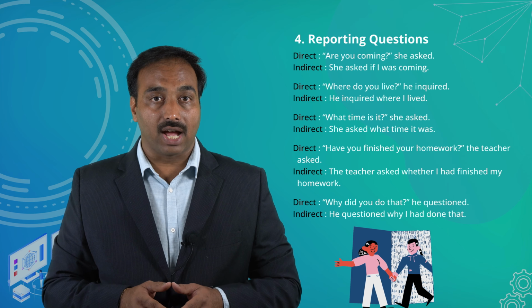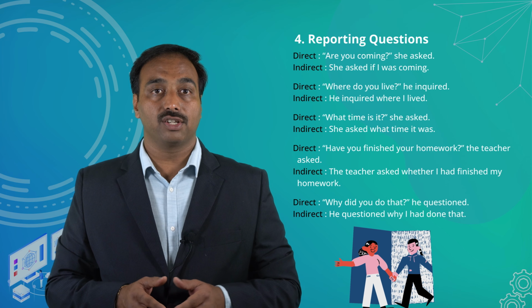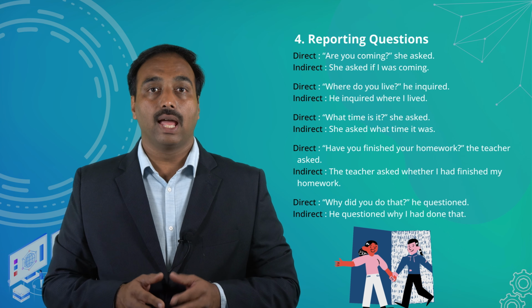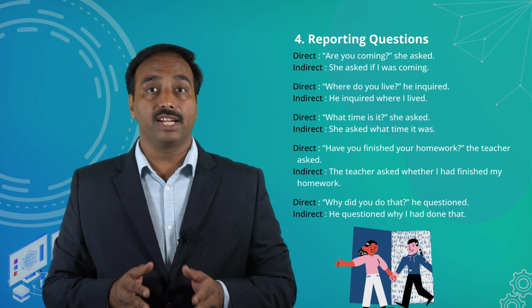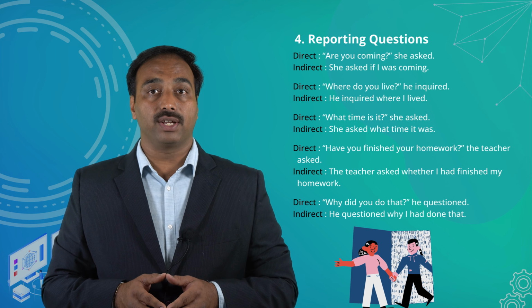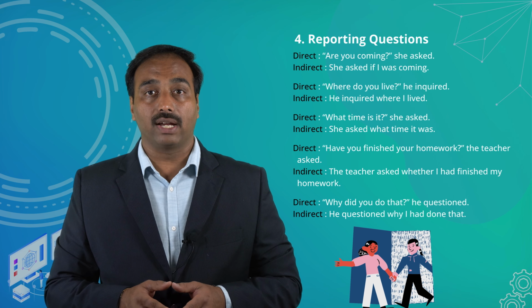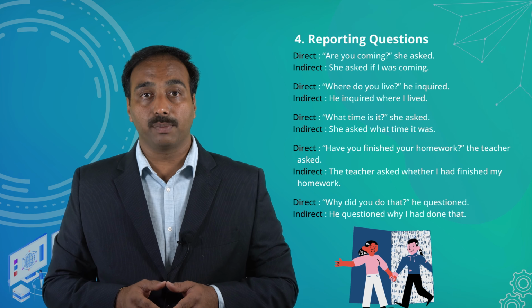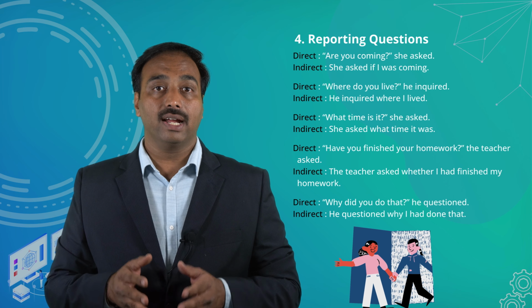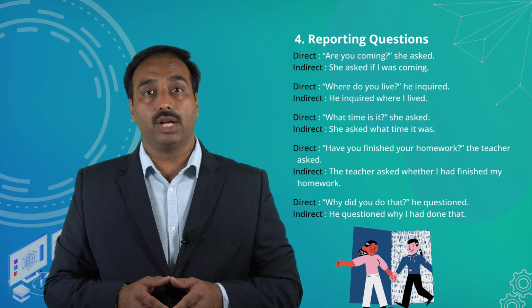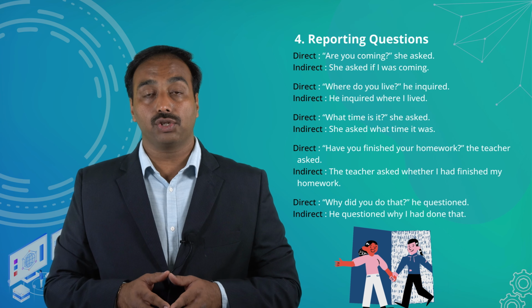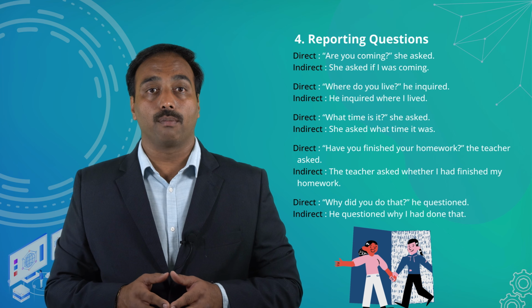"What time is it?" she asked. In indirect speech, it is, she asked what time it was. "Have you finished your homework?" the teacher asked. In indirect speech, it is, the teacher asked whether I had finished my homework. "Why did you do that?" he questioned. In indirect speech, it is, he questioned why I had done that. Converting questions into statements in reported speech removes the interrogative form.